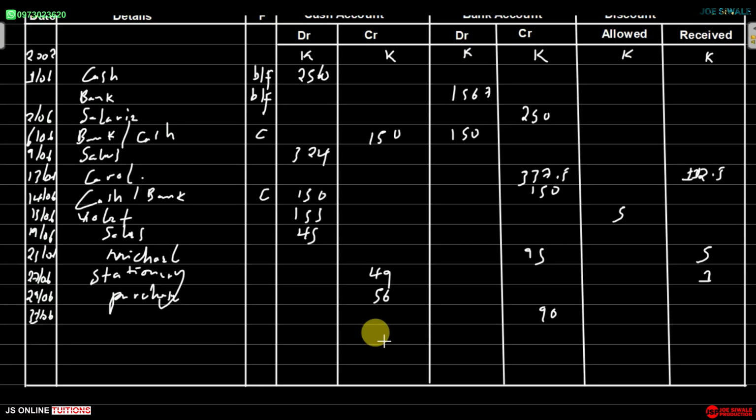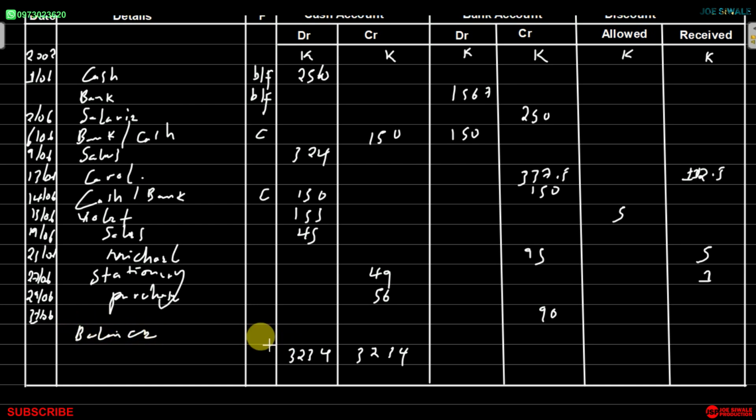So since we are done recording our transactions, the next thing that we're going to do is to find our totals, and we're going to find the balance carried down and the balance brought down. So we're going to start with the cash account. We're going to add the debit side and credit side. You're going to discover that the debit side is higher than the credit side, and the total that we are having on the debit side is 3,234. So we're going to record it on the debit side, and we're going to record it on the credit side.